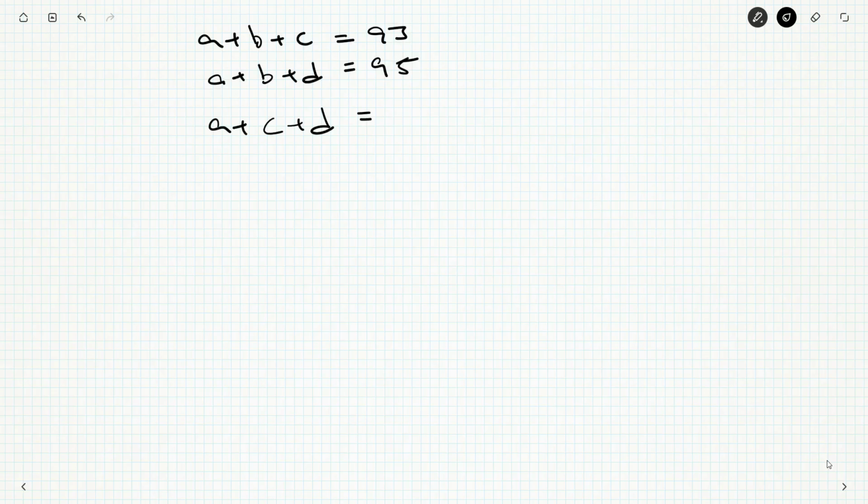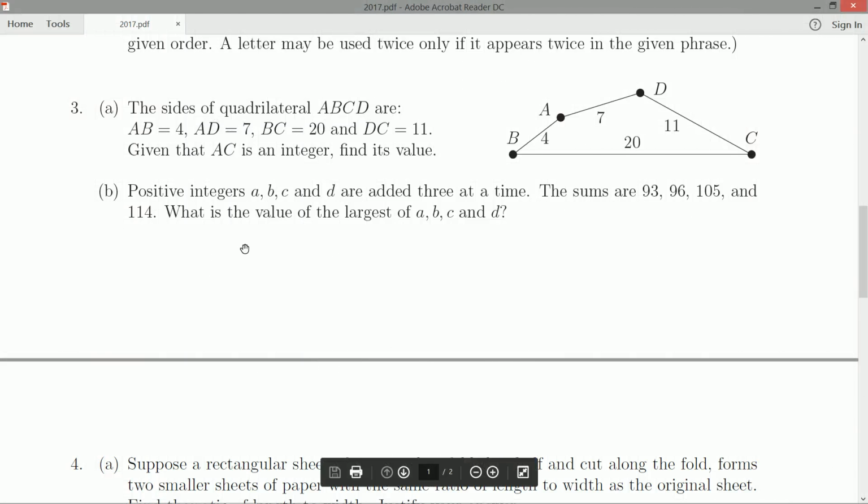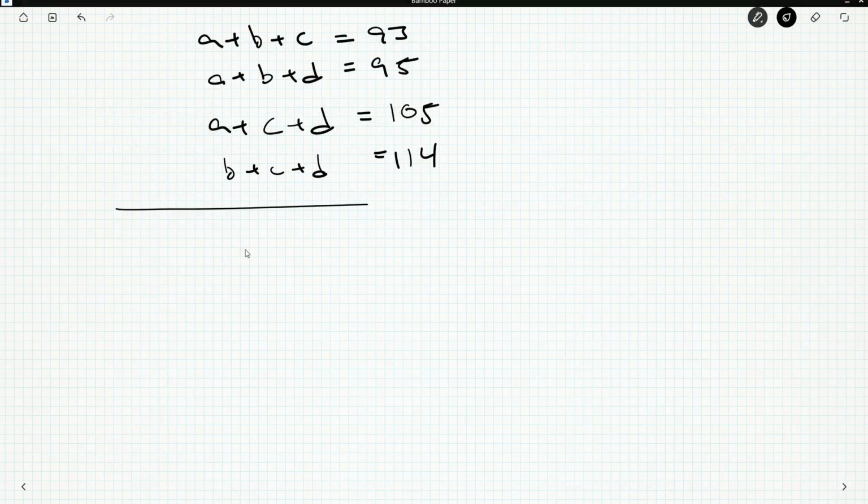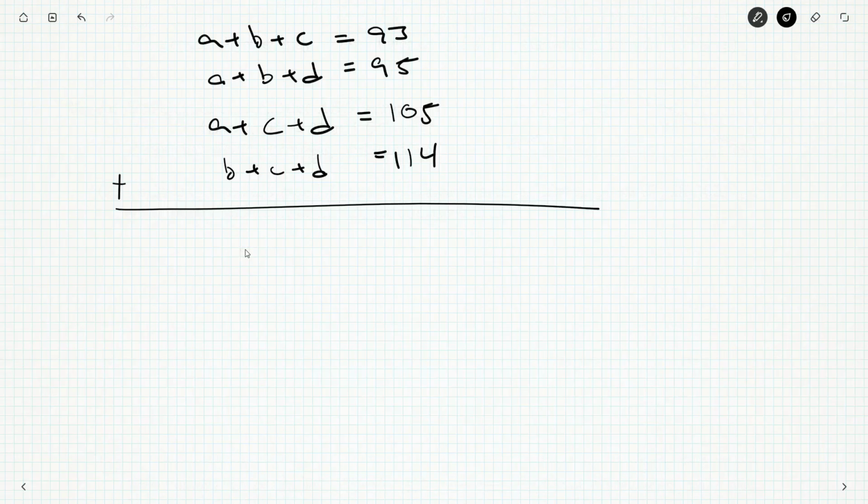Actually, no. I guess we do, because a plus c plus d has got to be greater than a plus b plus d. So yeah, 105, and I think the other one was 114. So we could make these connections, but it doesn't actually get us closer to the value of d. But there's a nice old trick with these sorts of questions. When we have symmetric expressions, these are all sums, and every single possible sum of 3 of them is here.